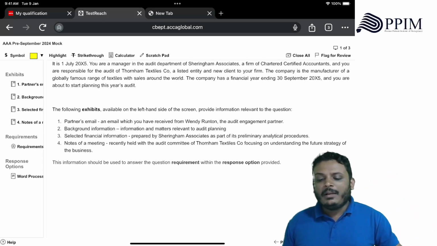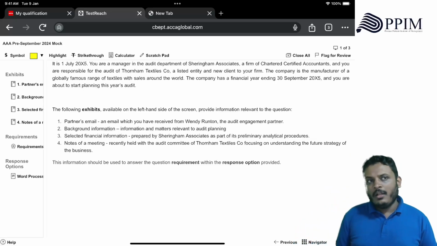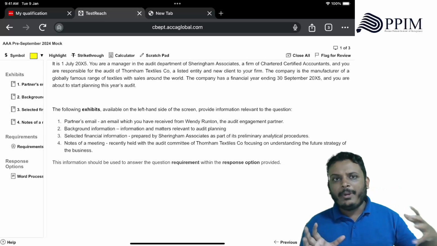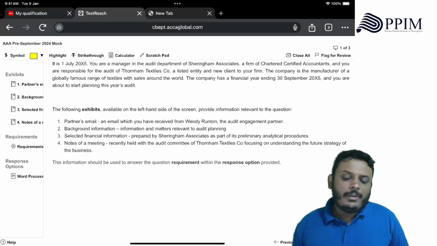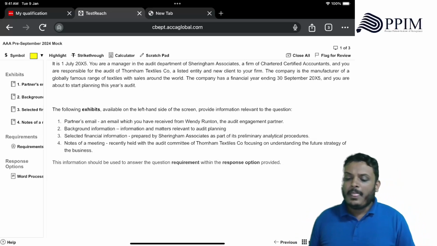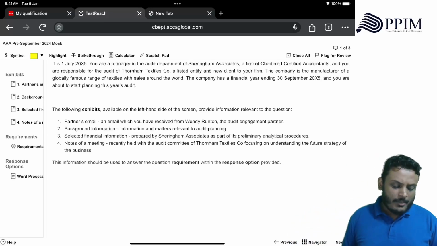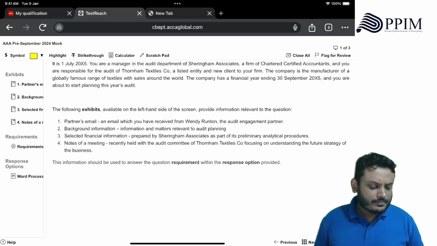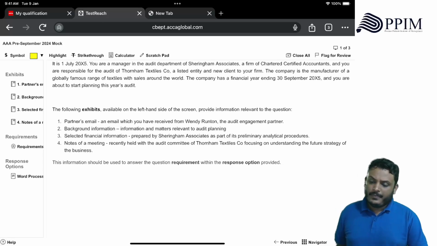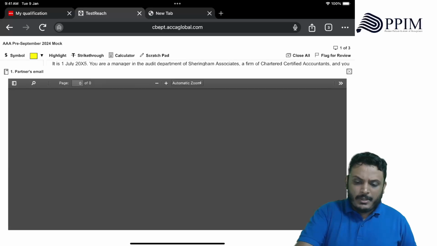The following exhibits are available on the left-hand side. Exhibit number 1 is the partner's email. When you are writing your answer, you get professional marks, so don't forget the format of the partner's email. Then background information about the company, selected financial information as exhibit number 3, and notes of a meeting. These are the requirements, or exhibits provided. With this, let's move to the partner's email.